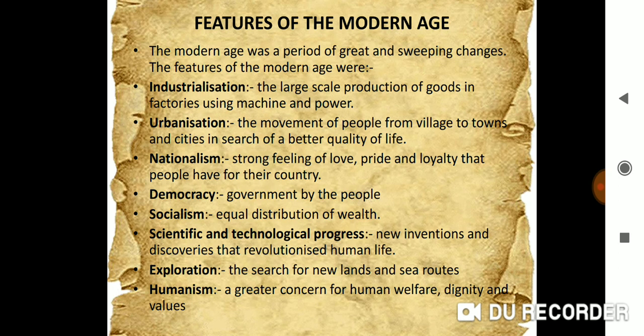When the thinking level changed, when people started to question authority, when people started to think rationally, then automatically the scientific revolution happened in Europe. And when the scientific revolution happened, then automatically industrialization occurred. Scientific revolution means new machines were discovered, and when new machines were discovered, industrialization happened. Through scientific and technological progress, new inventions and discoveries revolutionized and changed human life.